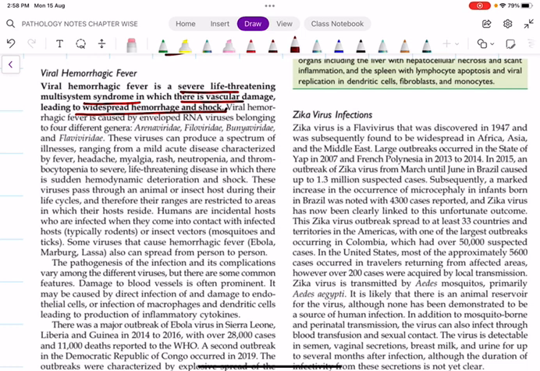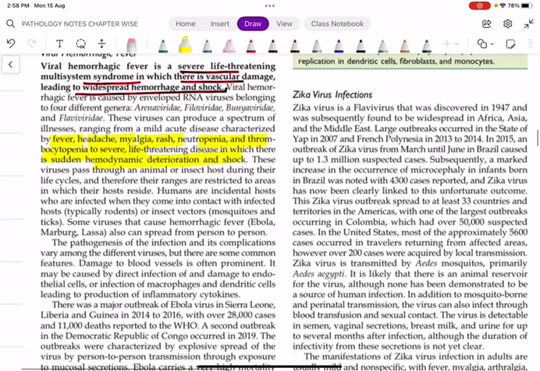Initially they will produce fever, headache, myalgia, rash, neutropenia, and thrombocytopenia. Finally, there will be hemodynamic collapse and shock. The patient will die due to shock. In dengue, we have mild, moderate, and finally dengue hemorrhagic fever, and at last dengue shock syndrome. So all these are the various stages of dengue. But remember, initially they all start with fever, headache, myalgia, rashes, and neutropenia. Finally, there will be thrombocytopenia, which will lead to severe life-threatening disease and hemodynamic deterioration, and finally they will die due to shock.